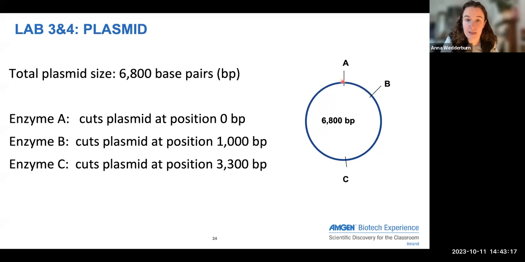Restriction enzyme A cuts it here, restriction enzyme B cuts it here, and restriction enzyme C cuts it here. So A is at 0 base pairs, B is at 1,000 base pairs, and C is at 3,300 base pairs. Great. Okay, so that's all the theory that you need to know for labs 3 and 4.